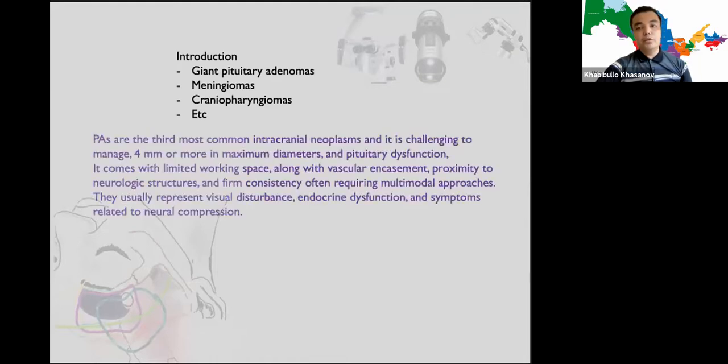The most common one is pituitary adenomas. Among the other neoplasms of the brain, it's a common one, and it is very difficult to manage. Giant pituitary adenomas have a maximum diameter of 4 centimeters or more, and they are always accompanied by pituitary dysfunction and endocrinological changes.